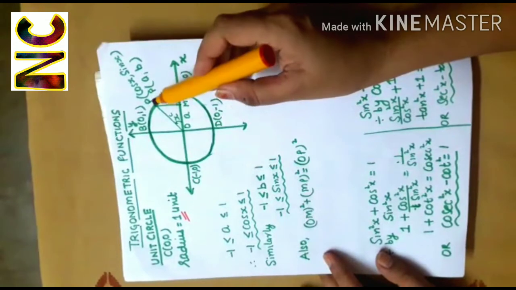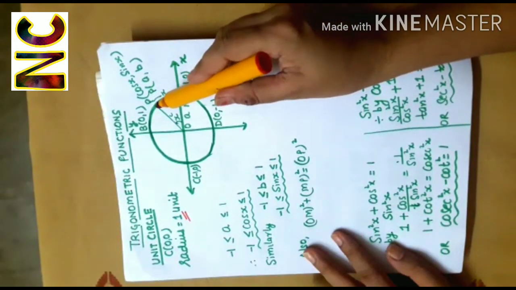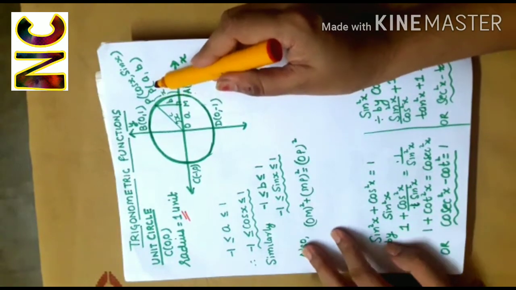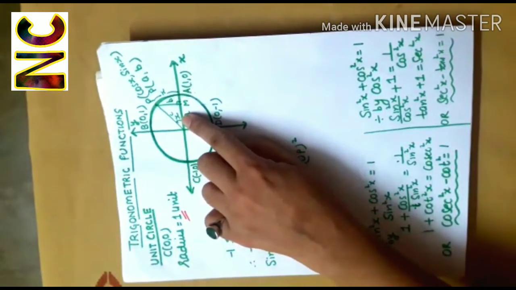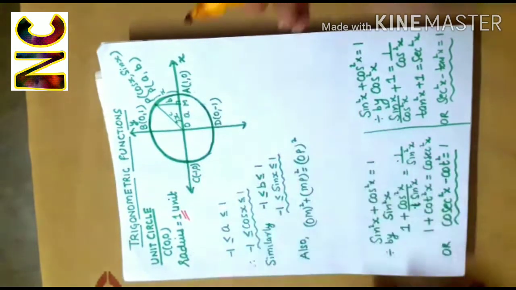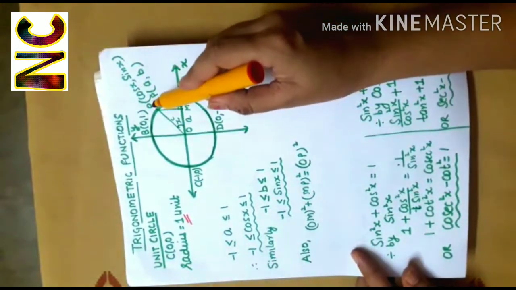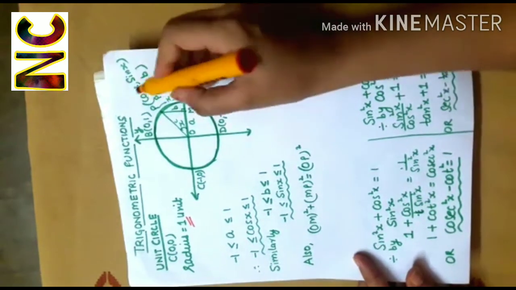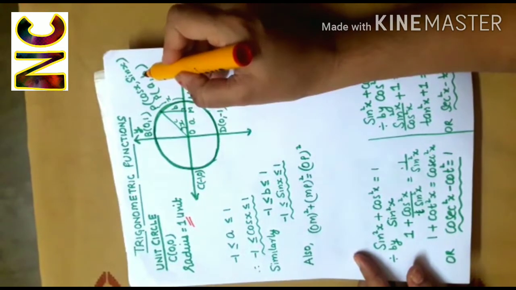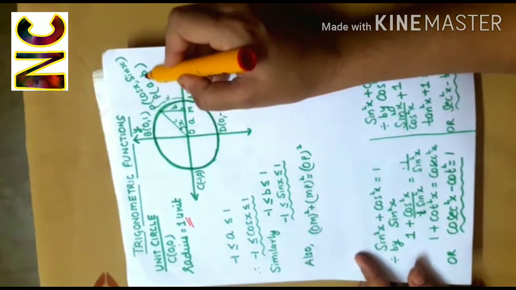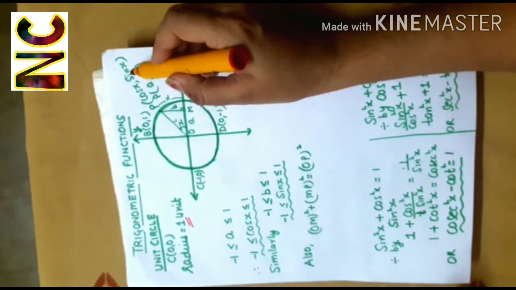P is a point on the unit circle such that arc AP is of length x. So the angle subtended by the arc AP at the center of the circle will be x radian, right? Now, we learned that the x coordinate of this point P, that is A, will be equal to cos x and the y coordinate of the point P will be equal to sin x. That we learned in the last class.